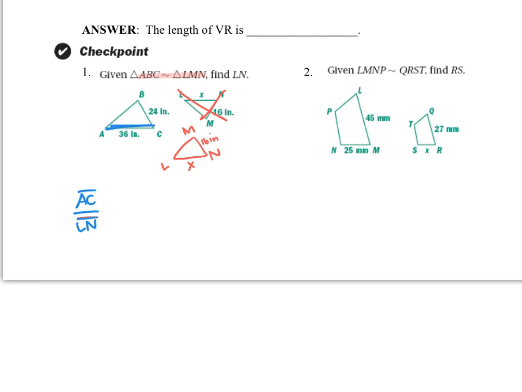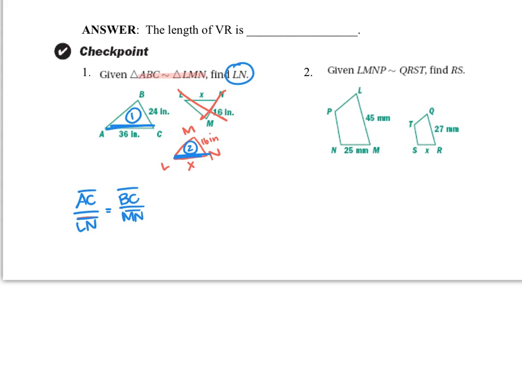So AC corresponds to LN, and I definitely need to use that pair of sides because LN is what I am trying to find. Now, I'm going to choose another pair of corresponding sides. I have chosen to put this shape on the top of the ratio and this shape on the bottom, and so I need to stay consistent with that in my second ratio. So I'm going to put BC over MN.